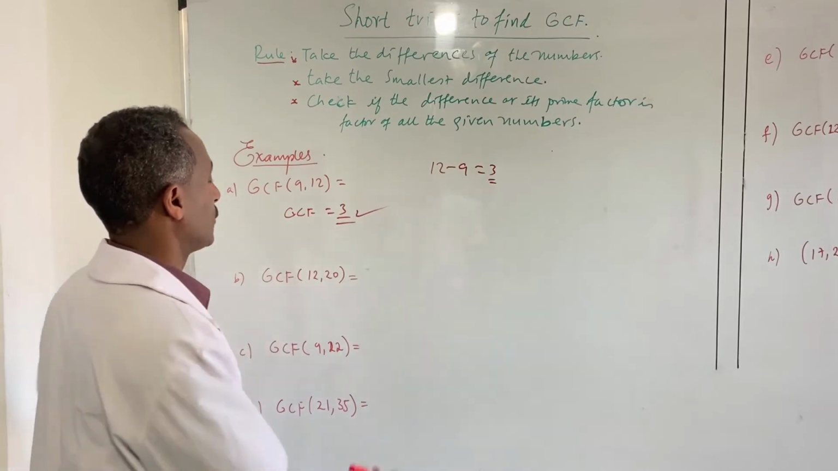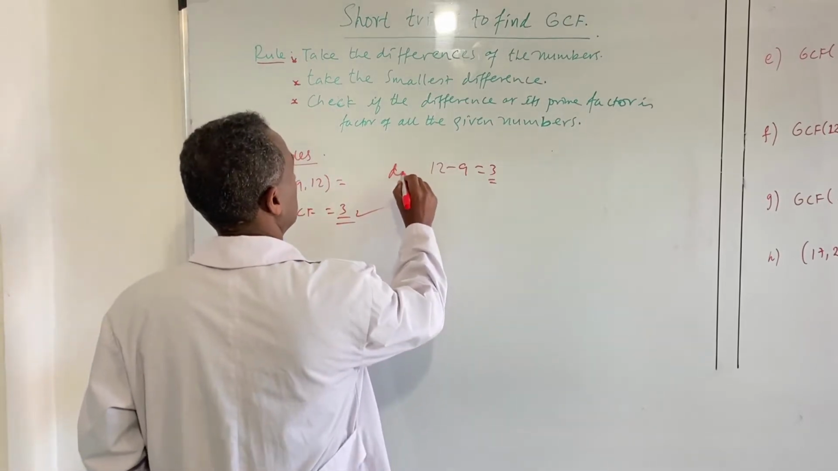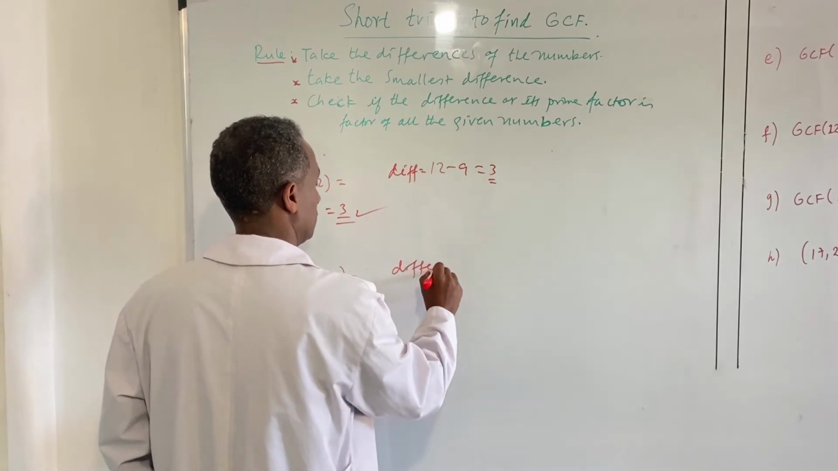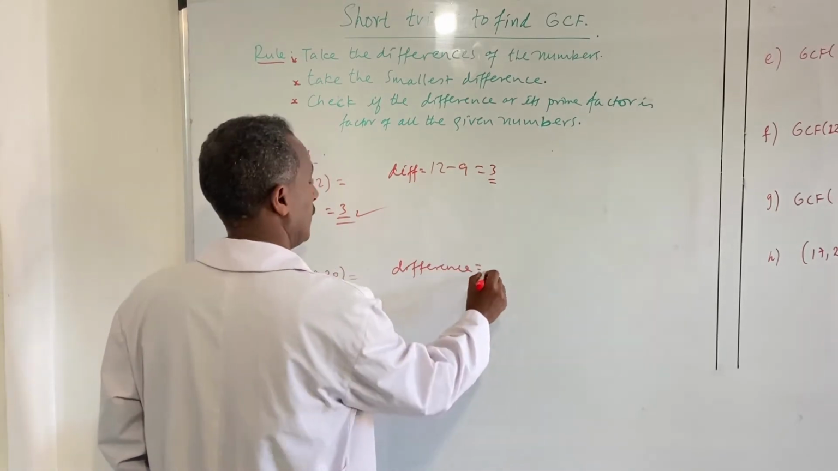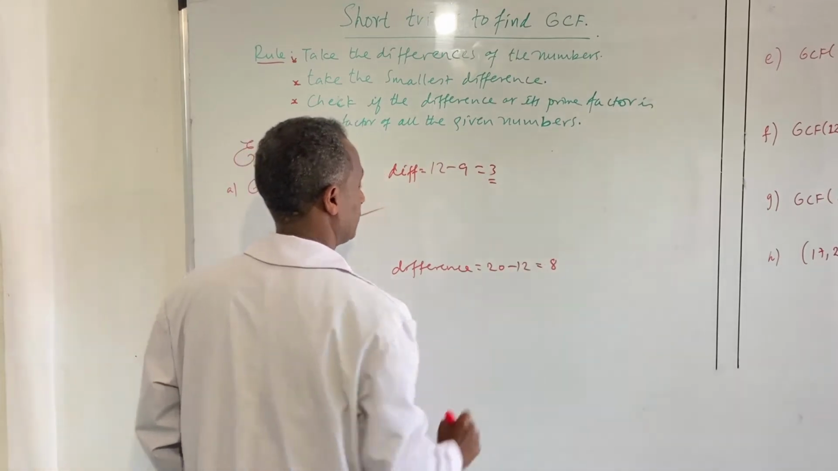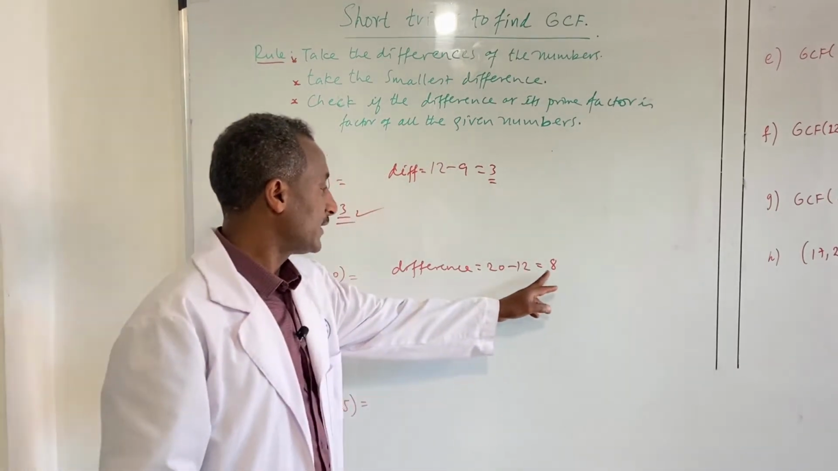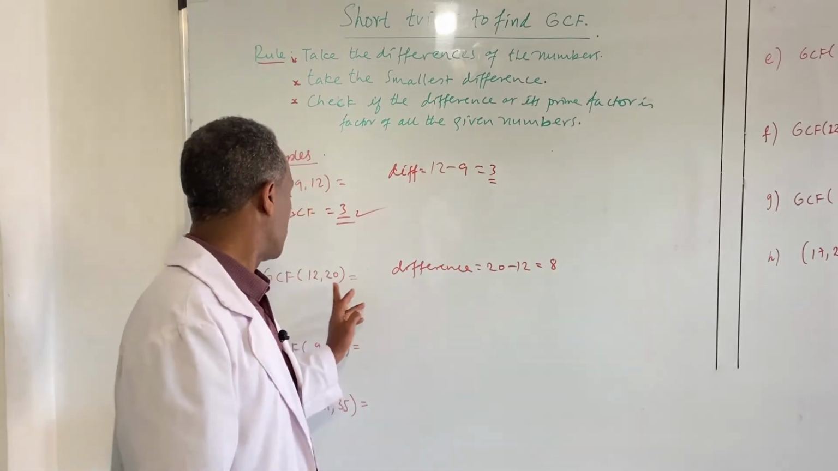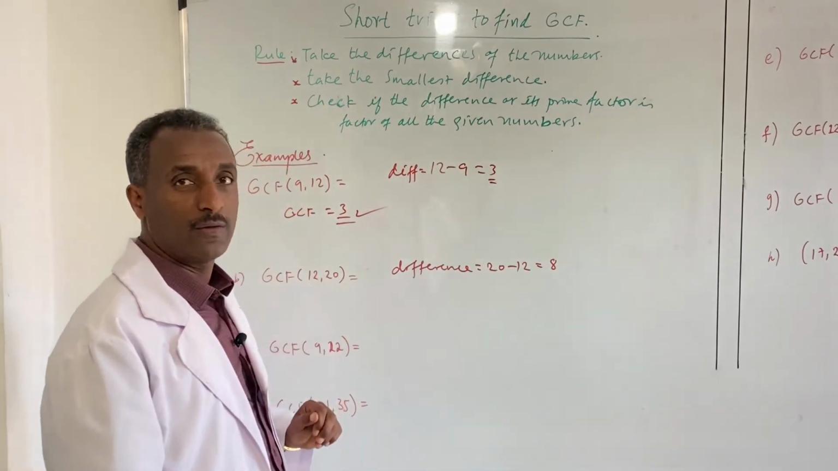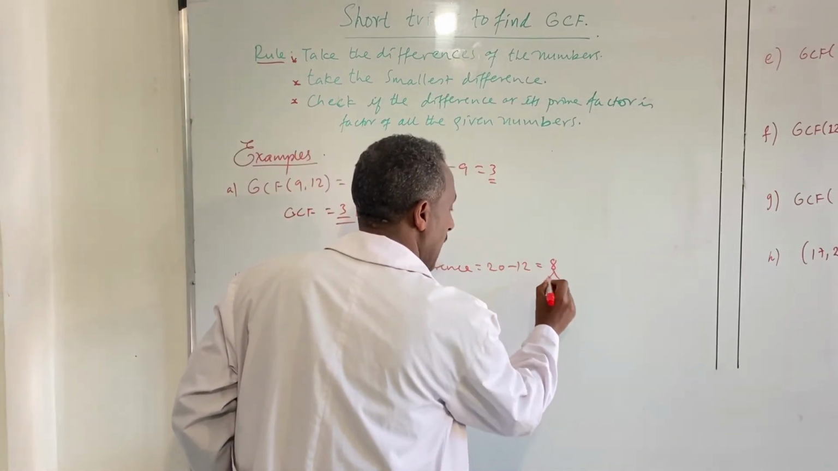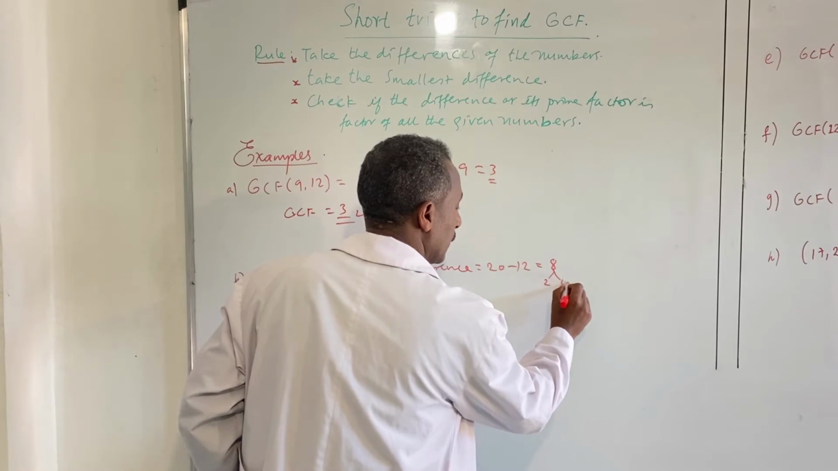Let us see the difference between this one here. 20 minus 12 is 8. Does 8 divide 12? No. How about 8 dividing 20? No. We can write 8 as 2 times 4.